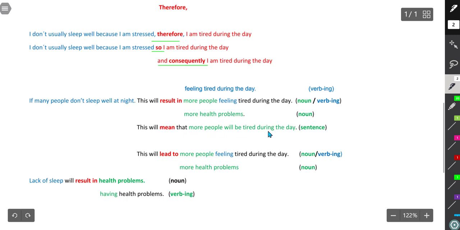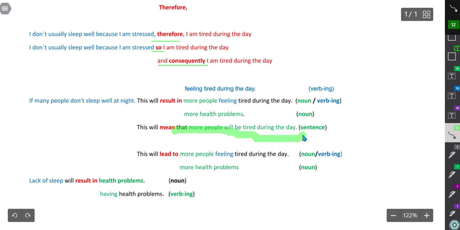More people will be tired. It's a complete sentence in this example. So that's a special characteristic. So check the difference. A complete idea. In result in, it was a verb in ing, it was a noun and a verb in ing, or it was only a noun. Then another alternative could be like this.